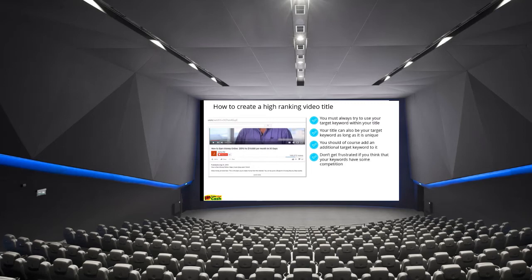Don't get frustrated if you think that your keywords have some competition, as competition can be good. You will just need to be a little creative with how you use your keywords. One good strategy is to repeat keywords in your title, but have them separated by symbols such as equals or slashes. An example using our previous keyword could be: cough stormer, coffee machine equals coffee grinder machine.